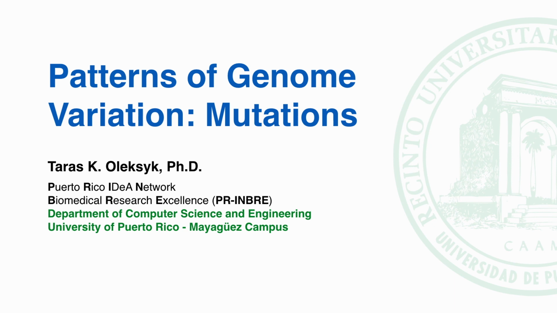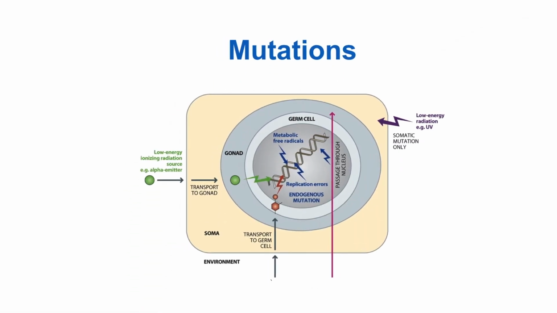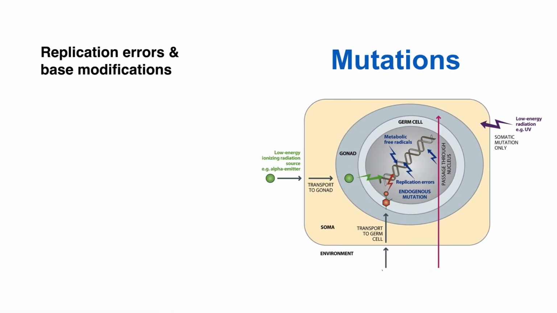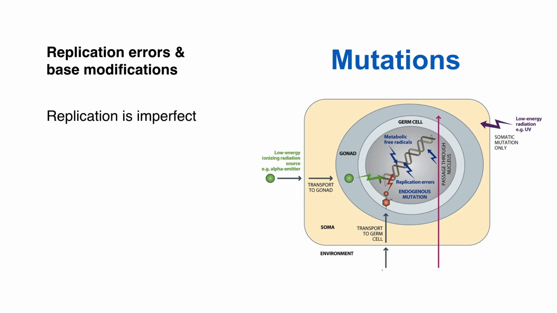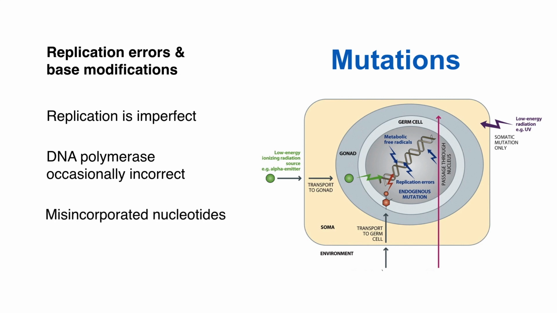Welcome. In today's lesson, we will talk about patterns of genome variation, focusing on mutations. Mutations arise from replication errors and base modifications. They are due to the fact that replication is imperfect. Sometimes, DNA polymerase will insert incorrect nucleotides, and these misincorporated nucleotides will persist after proofreading. Errors due to mispairing predominantly lead to point mutations.